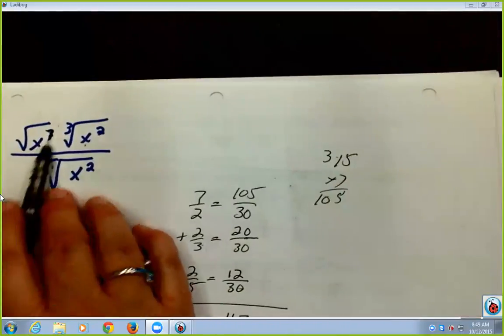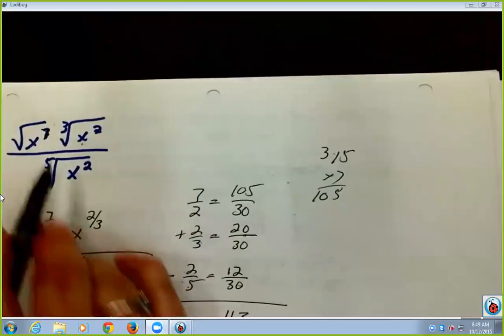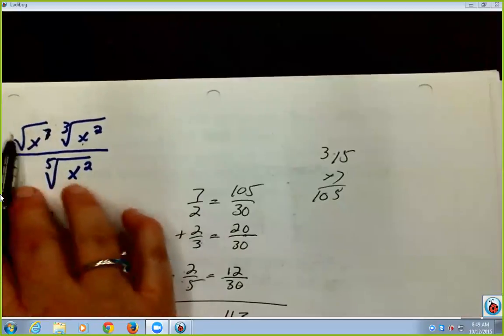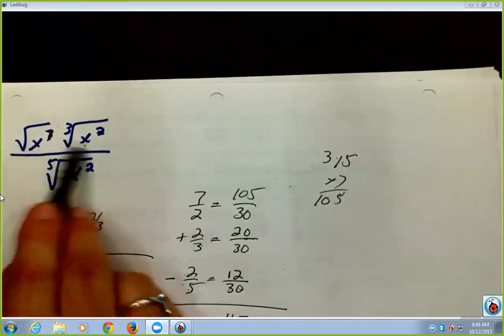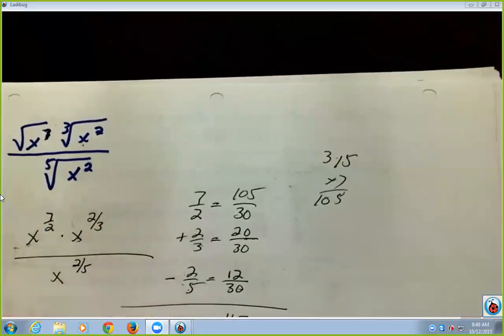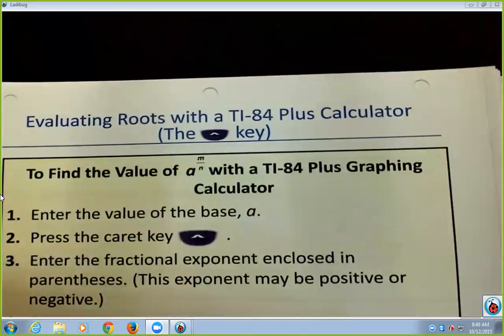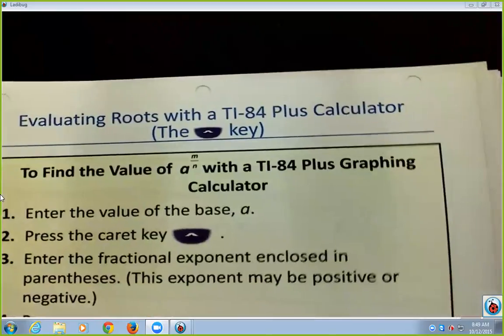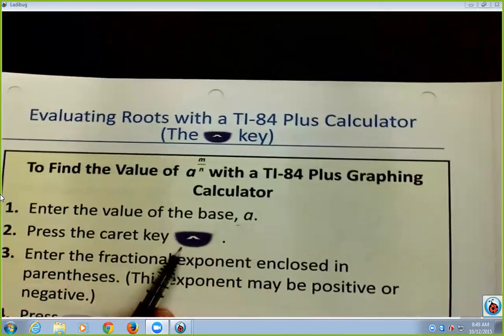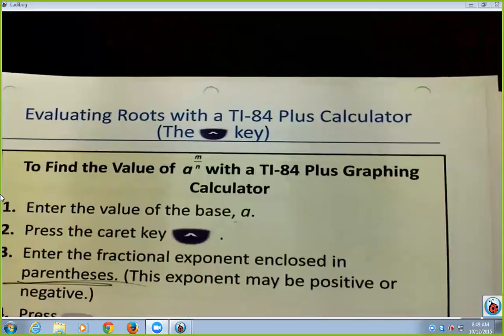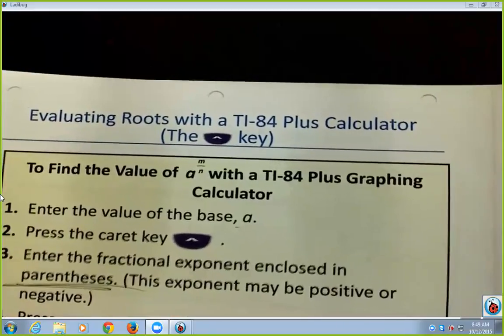Again, be careful with these pieces and make sure that you take and turn them back into their fractional form. The index is your denominator, the exponent's your numerator, and the radicand, that's the bottom piece, that is your base within those. So you want to make sure that you have those. Evaluating these with your calculator, enter the value of your base, press your caret key, and we kind of went through this. Enter the fractional exponent and close in parentheses, and we talked about that too. And then just press enter, and you would have your answer to those.